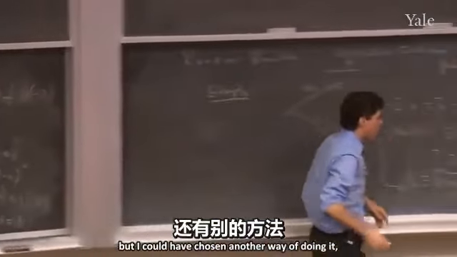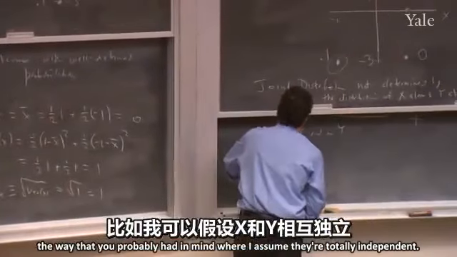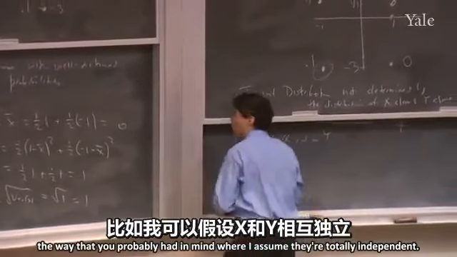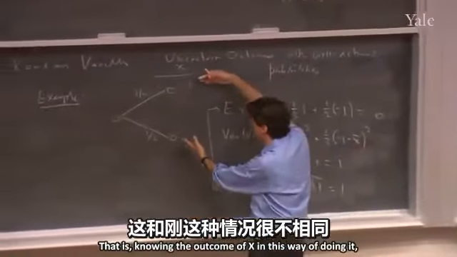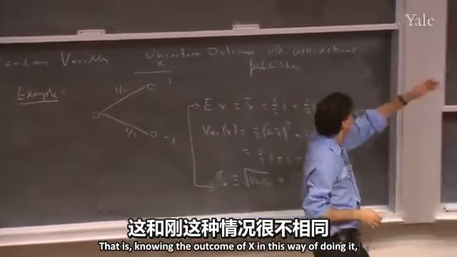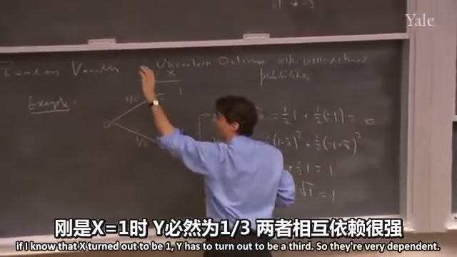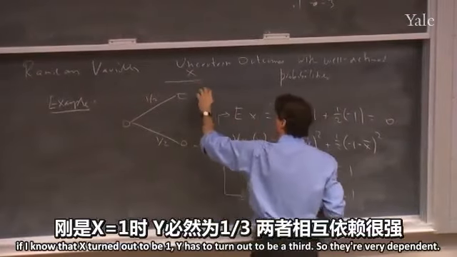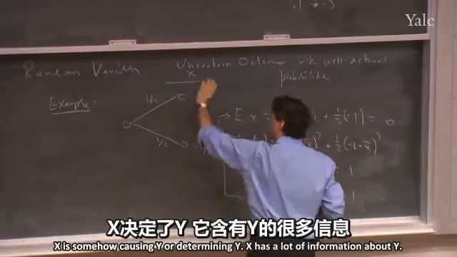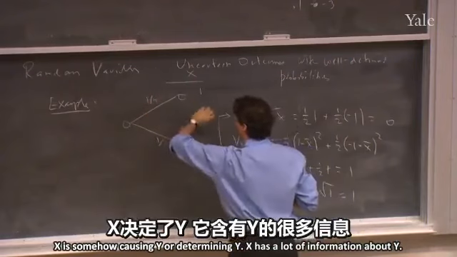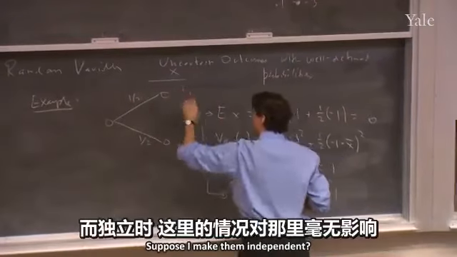But I could have chosen another way of doing it, the way that you probably had in mind, where I assume they're totally independent. That is, in this way of doing it, if I know that x turned out to be 1, y has to turn out to be a third. So they're very dependent. X is somehow causing y or determining y. X has a lot of information about y. Suppose I make them independent.